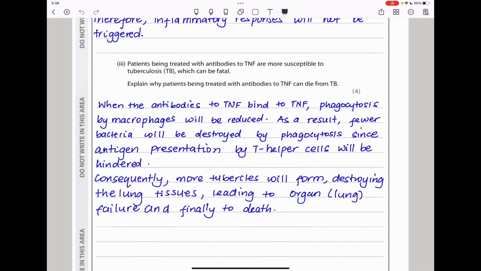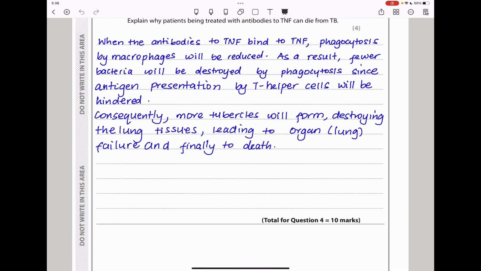And the key thing you need to know here is, if we have fewer macrophages presenting antigens to the T cell or causing the T helper cells to be formed, it means we will have fewer T helper cells, fewer activated B cells or B plasma cells, and therefore fewer antibodies being produced, and that will lead to organ failure, because the tubercles will become more and more, destroying the lung tissues.